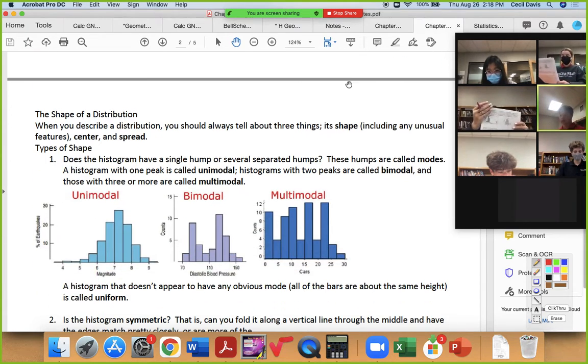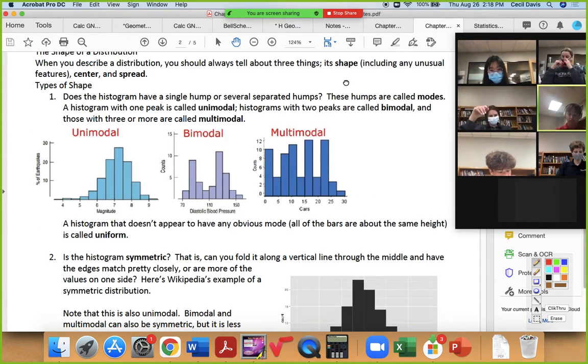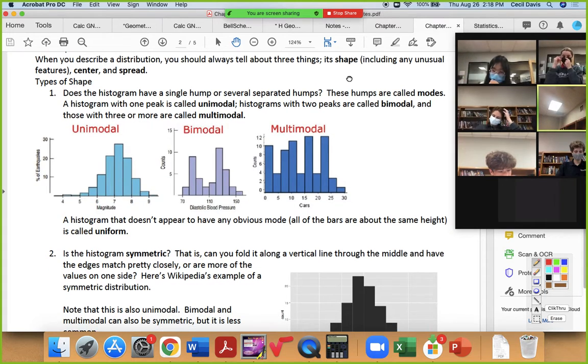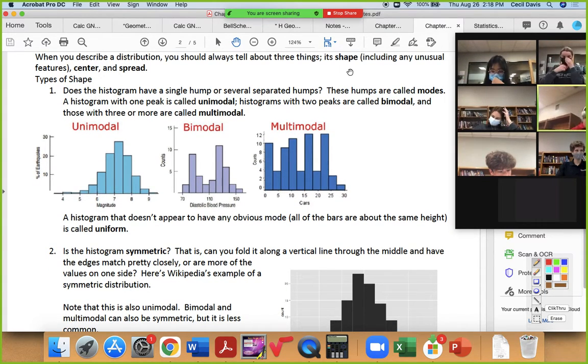Okay, let's go on to page 2 then. The shape of a distribution. Again, this should be somewhat of a review for you. We talked about this at least some in 7th grade. And some of you I know weren't here in my 7th grade class, so that's fine. We're going to go through it as if it's all brand new to everybody.